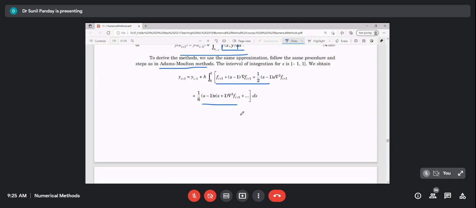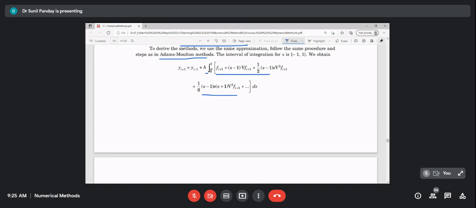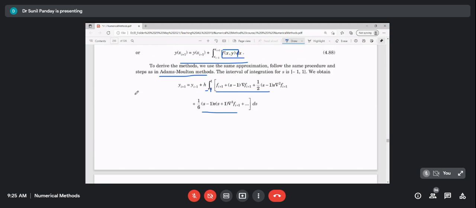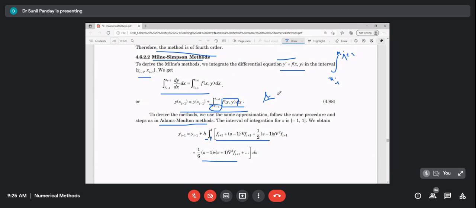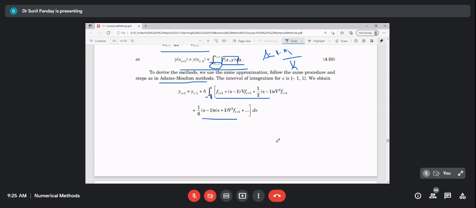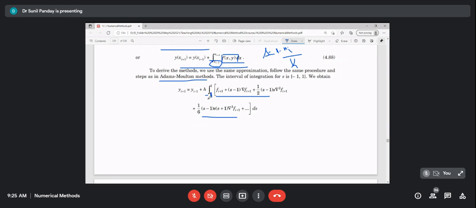Actually this one is wrong here, because it is minus 1 to 1. Here it is xi minus 1, and your s is x minus xi upon h. So when you substitute x equal to xi minus 1, you will get the integration from minus 1 to 1. So this is your yi plus 1.